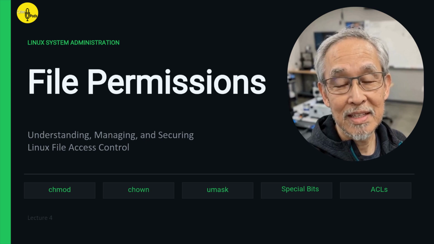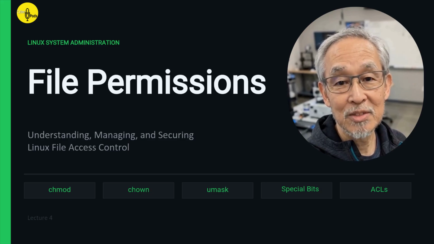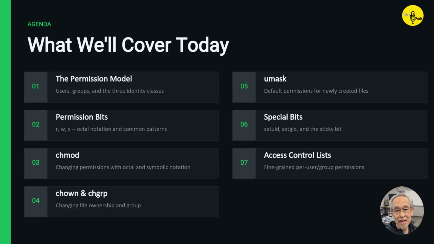Welcome. Today we learn who can open, change, or run files in Linux. Think of it like a locker, only certain people have the combo. We'll cover 5 tools: chmod, chown, umask, special bits, and ACLs. Here's our plan for today. 7 topics total. We go from the big idea down to the fine details.